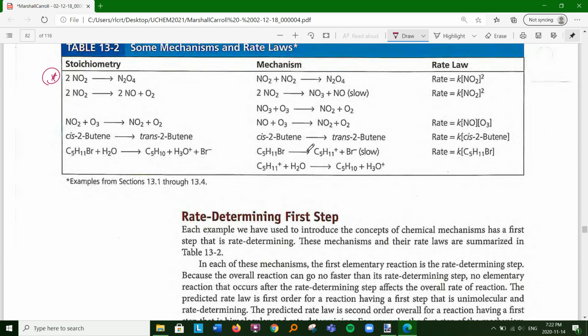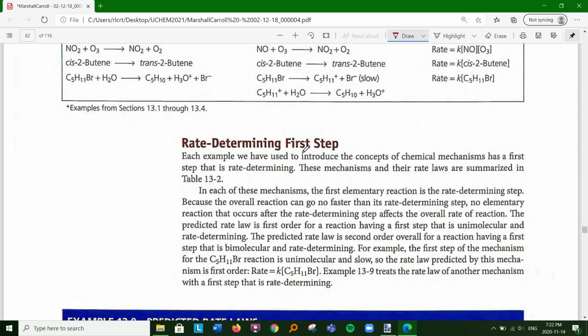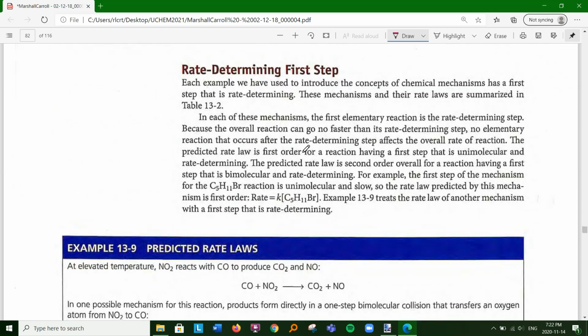Again, the slowest step, the rate determining step, is not always the first step. If it is, then our calculations are a little easier. There's less stuff to talk about. In fact, in all the table we just looked at, the rate determining step was the first step. If there's only one step, well, yeah, that is the first and only step.